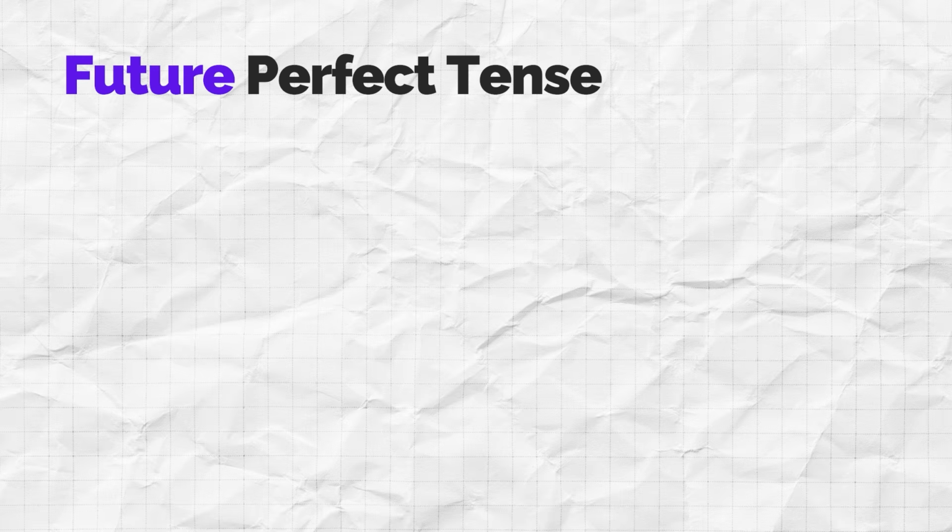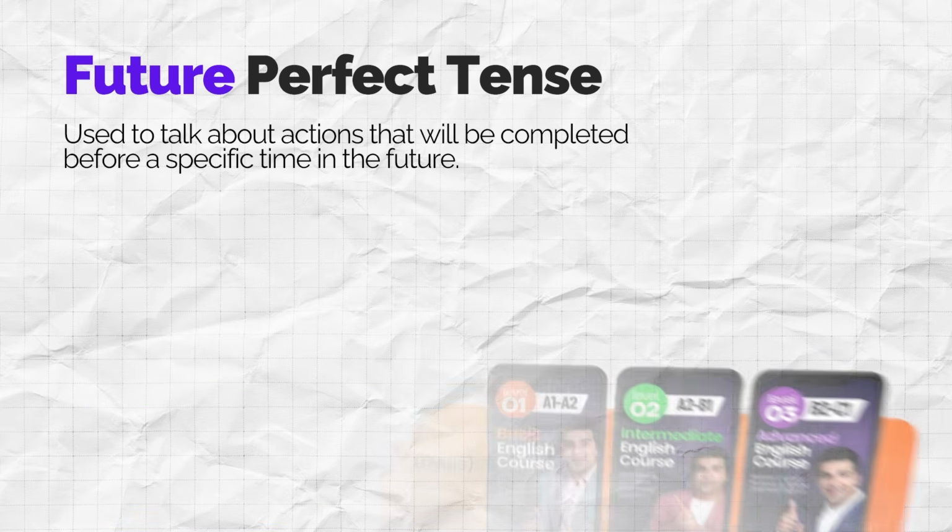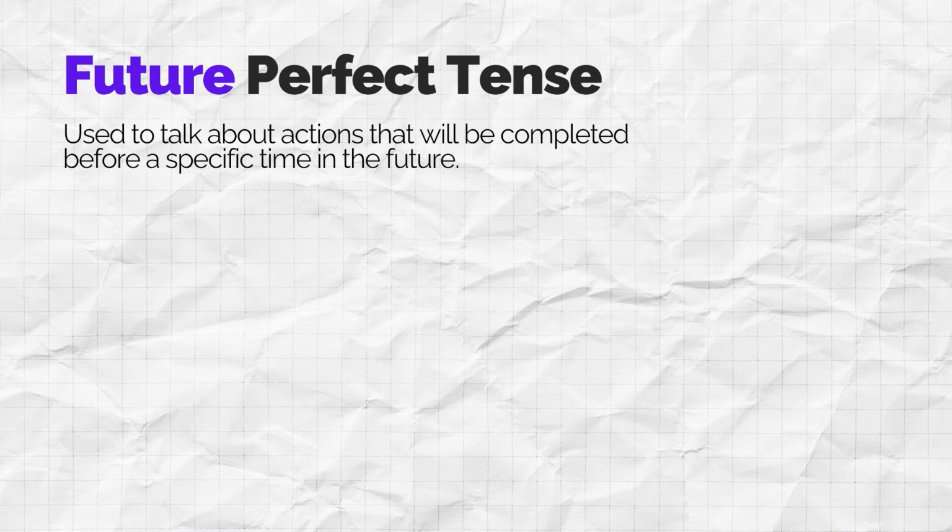Now, we use the future perfect tense to talk about actions that will be completed before a specific time in the future. Confused? Let me explain. As we have seen, the past perfect tense is used for two completed actions to show their order in the past. Similarly, the future perfect tense is used to describe the order of completed actions that will happen in the future before a specific time.